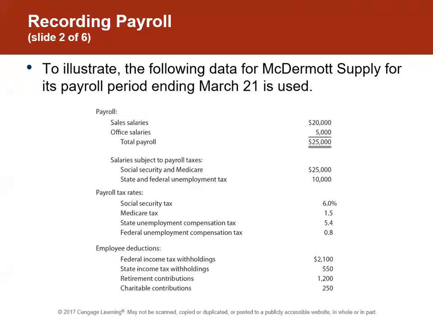So all of the Social Security and Medicare. Yes, you got it exactly right. Our total payroll, the whole $25,000, we're going to tax for Social Security and Medicare.